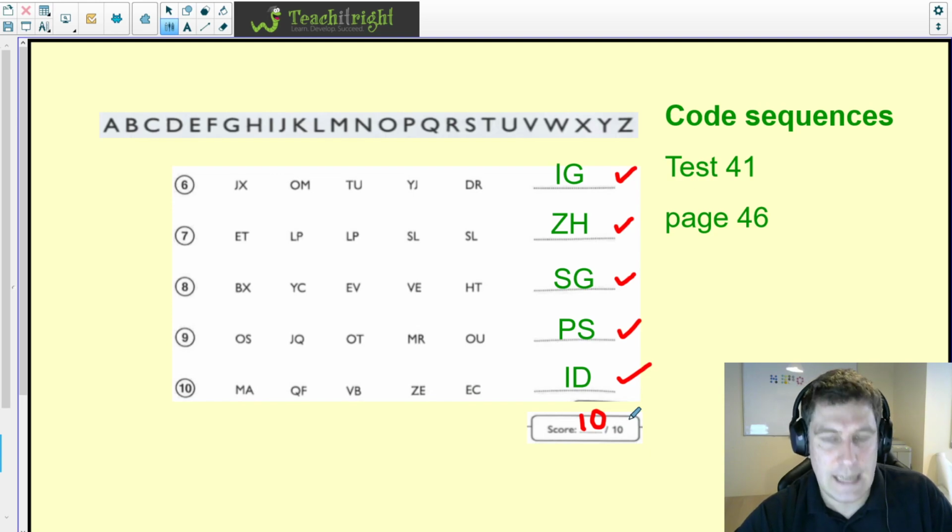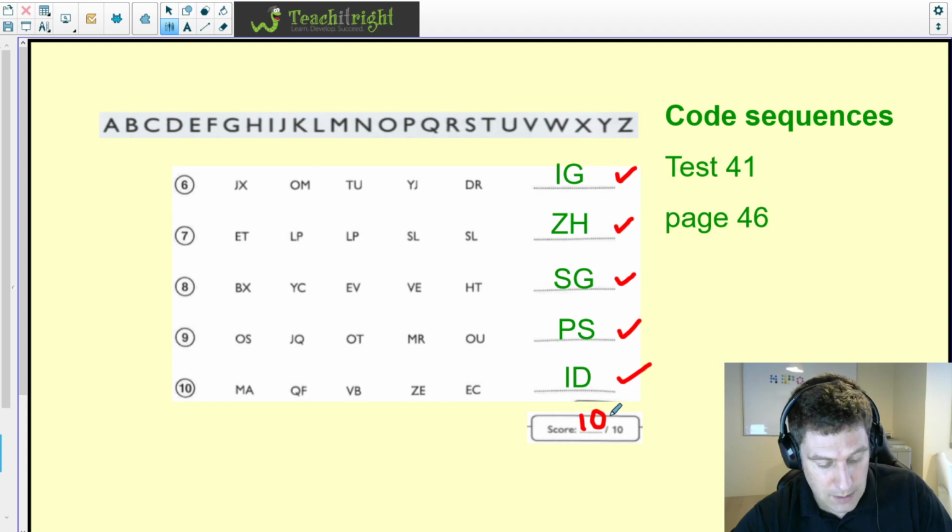So question 6, we got IG. First letter was +5. Second letter, every other letter -3. Question 7 was ZH, and that went quite big jumps, these ones. +7, +0, +7, +0, +7. Second letter, -4, -0, -4, -0, -4. Question 8, the SG. First letter, every other letter, +3, -3. Second letter, every other letter, -2, +2.